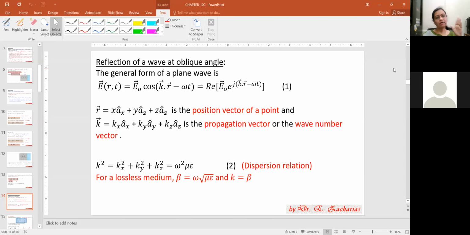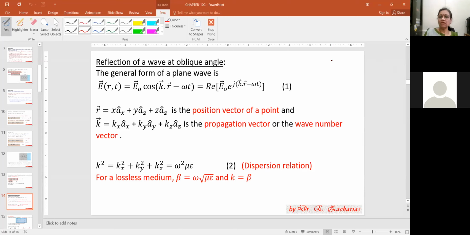Good morning. I have already completed how a wave travels through a medium. That was the first part, and that too in three-dimensional equations we wrote. Then after that, we talked about normal incidence: reflection, transmission, reflection coefficient, transmission coefficients, all this we have done. Now we'll look at reflection at an oblique angle.